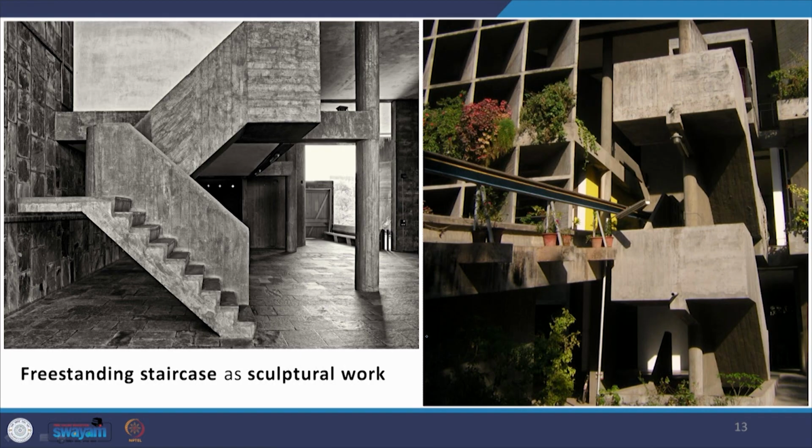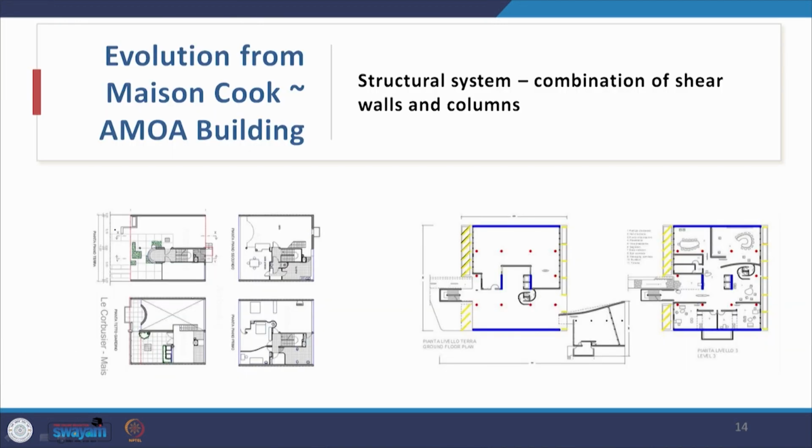Then there is the freestanding staircase as a sculptural element. One is provided on the outside next to the ramp, and then there is one within the building. Very clearly you can see the impact of the beton brut. The structural system, a combination of shear walls and columns, as I told you, what you find in Maison Cook, reappears here in the Ahmedabad Mill Owners Association building.